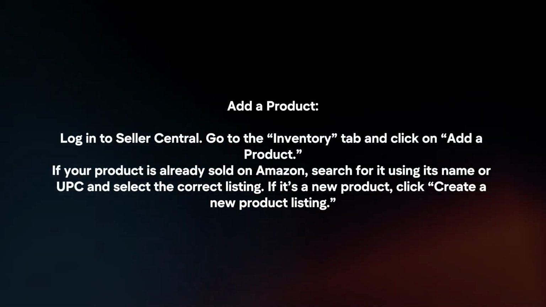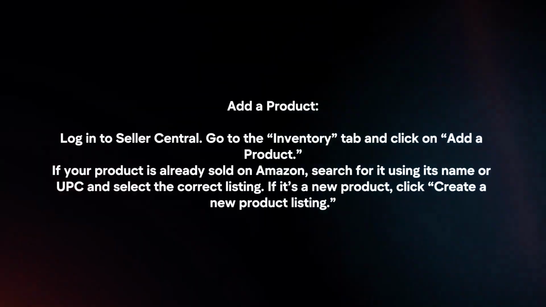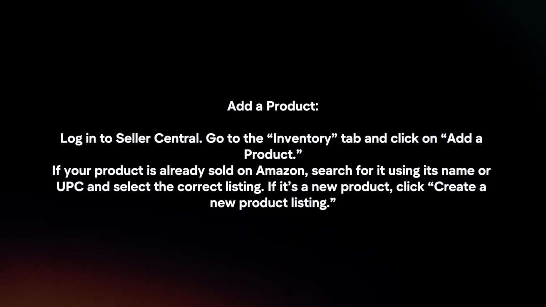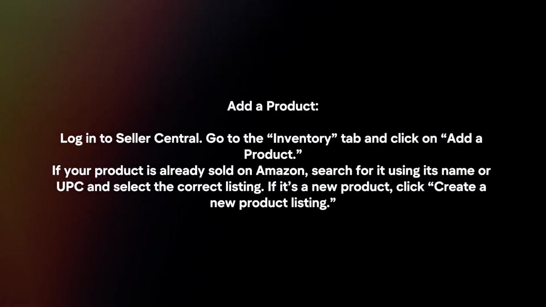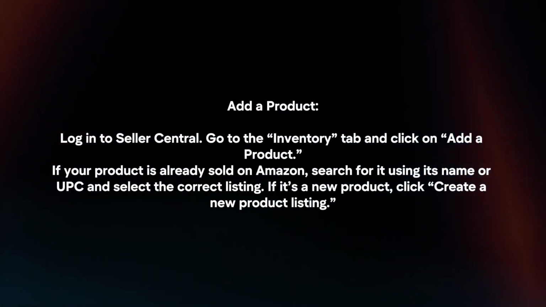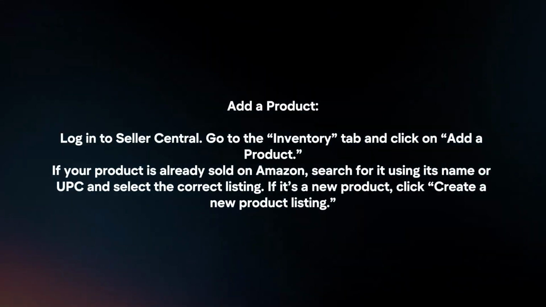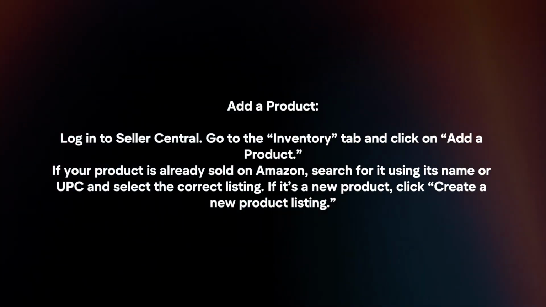Add the product. Log into Seller Central. Go to the Inventory tab and click on Add a Product. If your product is already sold on Amazon, search for it using its name or UPC and select the correct listing. If it's a new product, click Create a New Product Listing.